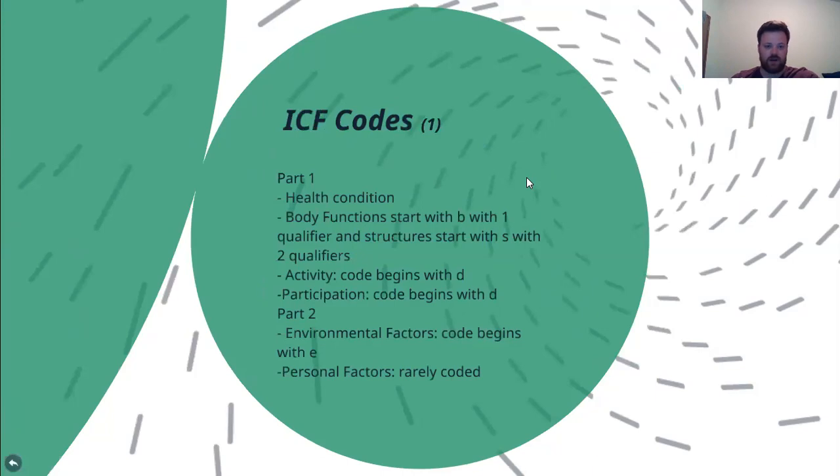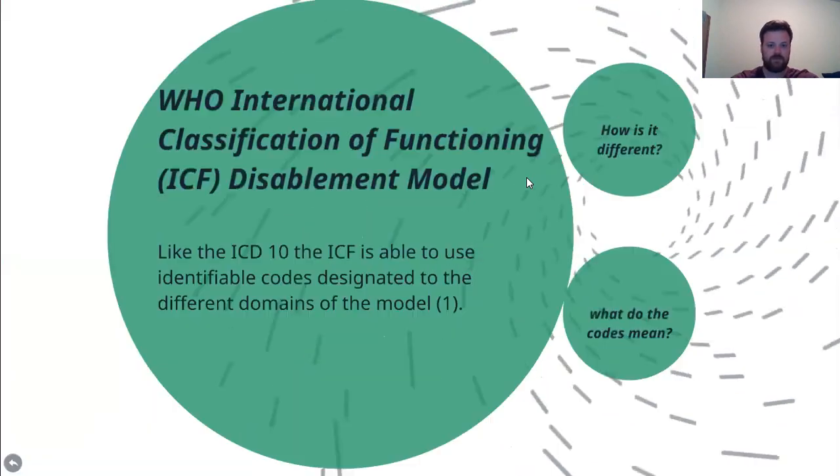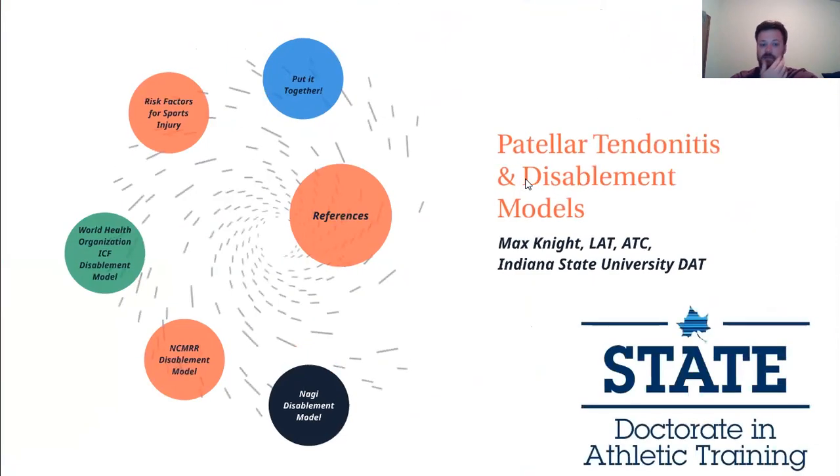And then there's part two, environmental factors. This code begins with E. And then there's personal factors. That one doesn't really have a code because it's really coded. So those are the three main disablement models.